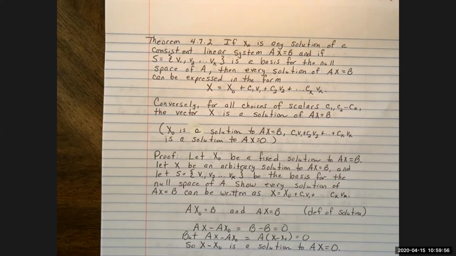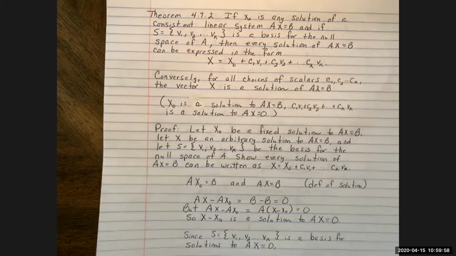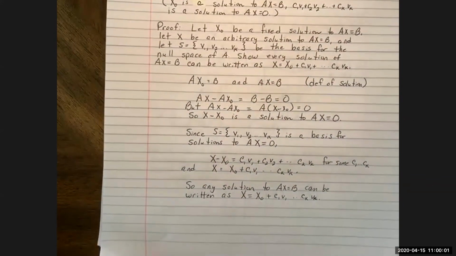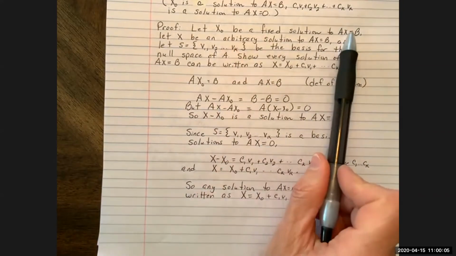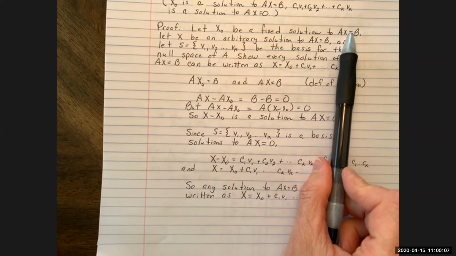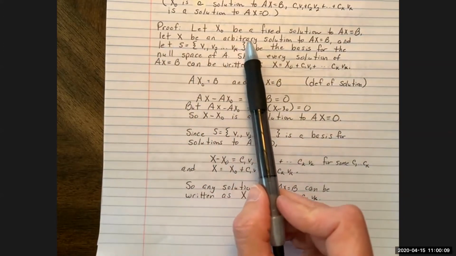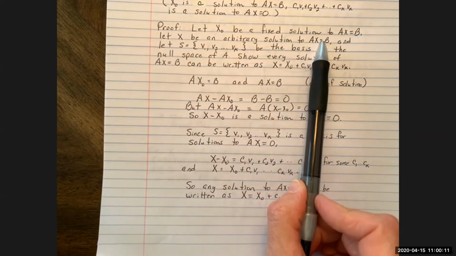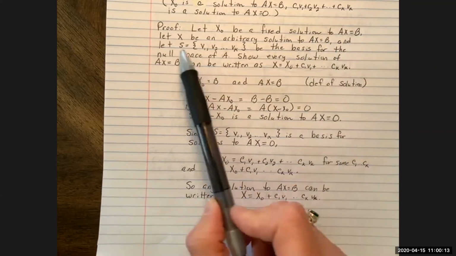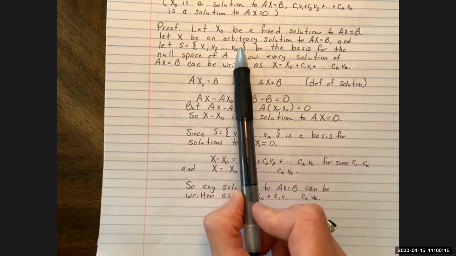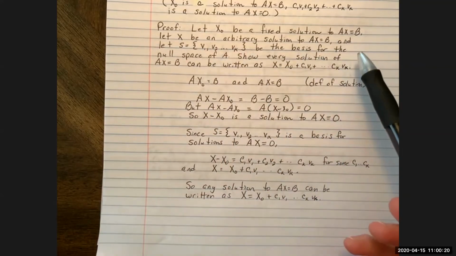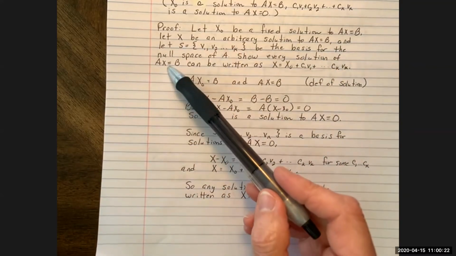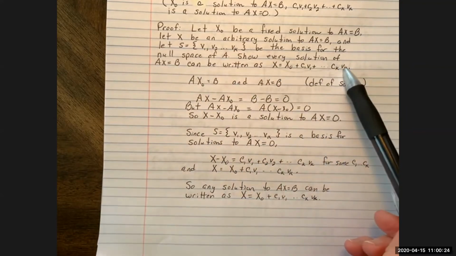All right, here's the proof, and this is rather lengthy, and it's not in the book, but I wanted you to see this. We're going to let x0 be a fixed solution to Ax equals b, just like we had before. Let x be an arbitrary solution to Ax equals b, so that would be another solution. And let S equal {v1 to vk}, so these are the basis vectors for the null space of A. We need to show that every solution to Ax equals b can be written in this form.